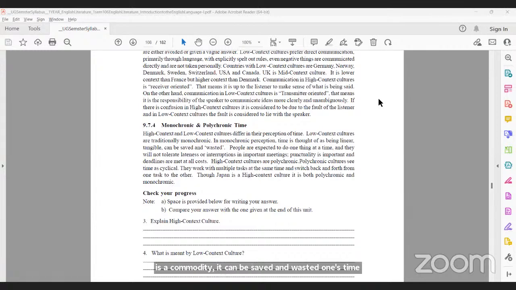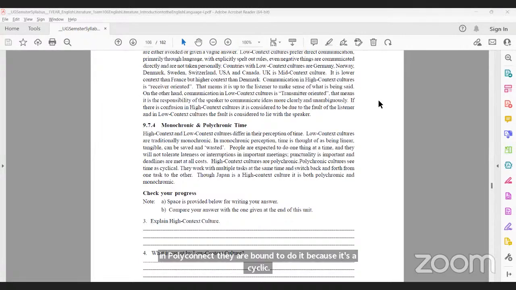You got it? Monochronic people believe that time is created or reserved by oneself, so he or she can use it as he or she wants. They can waste it. They can also use it for some valuable work. But in polychronic cultures, they are bound to do it on time because it's cyclical. They can't interfere with it. These are some of the concepts in this particular chapter.